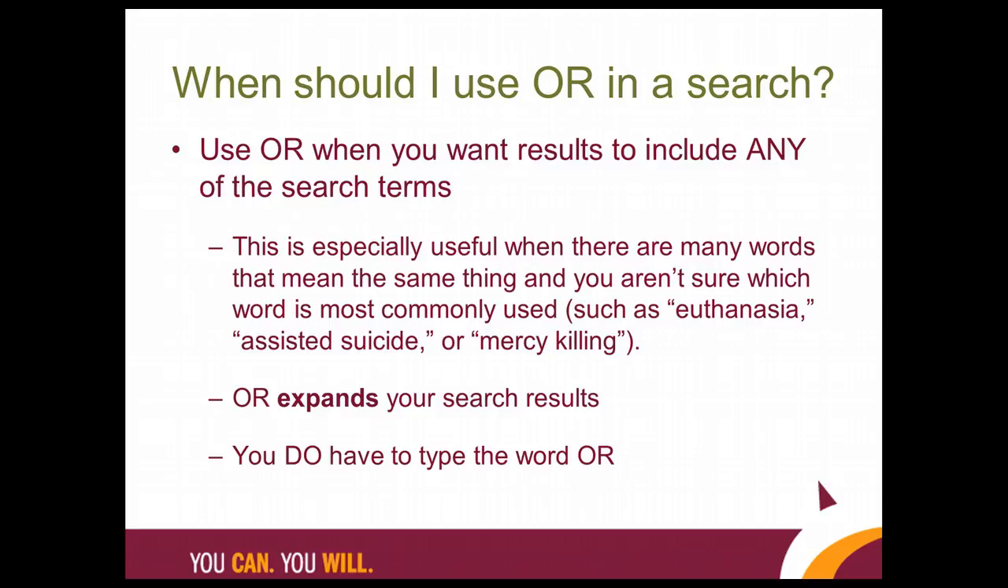Use "or" when you want your results to include any of your search terms, but not necessarily all of them. This is especially useful when you're searching for related terms, like euthanasia, assisted suicide, or mercy killing. Using "or" expands your search results, and you do have to type the word "or."